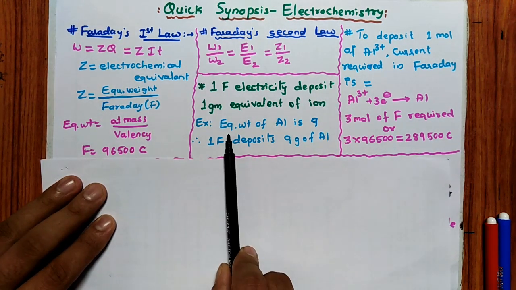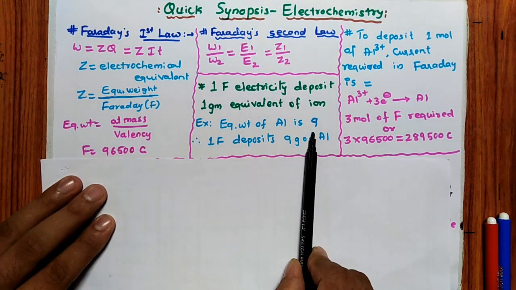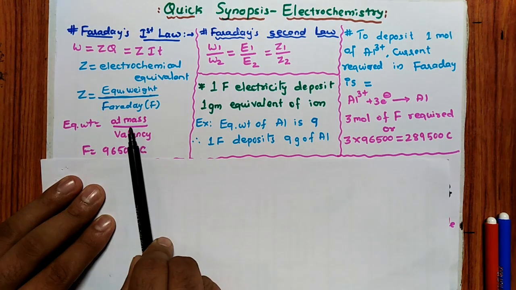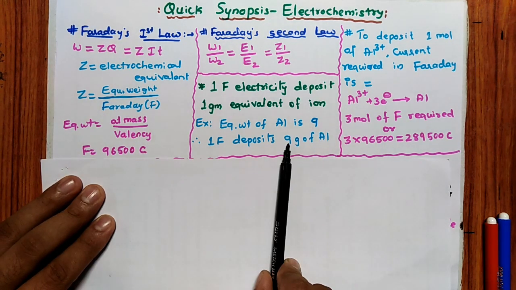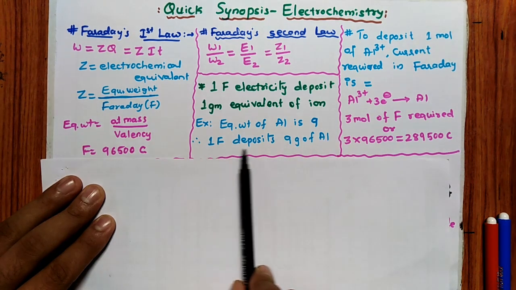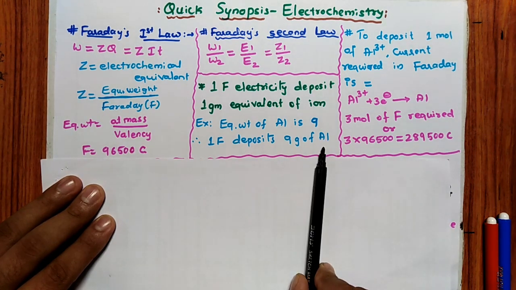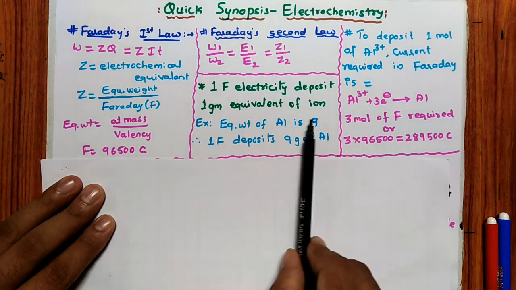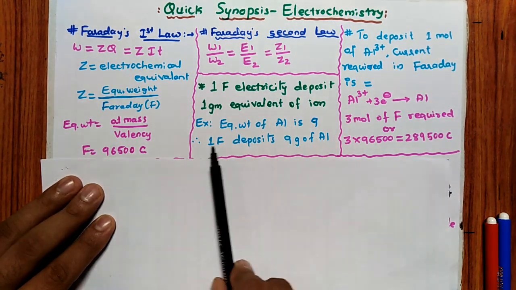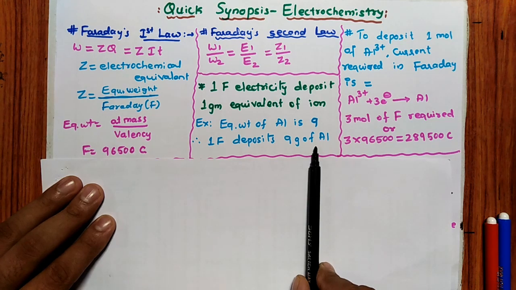For example, the equivalent weight of aluminium is 9. What is the atomic mass of aluminium? 27. Divided by valency, aluminium has 3 plus valency, so it is equal to 9. You will get that 1 Faraday deposits 9 gram of aluminium. So 1 Faraday deposits 1 gram equivalent, and 1 gram equivalent of aluminium is equal to 9 gram.